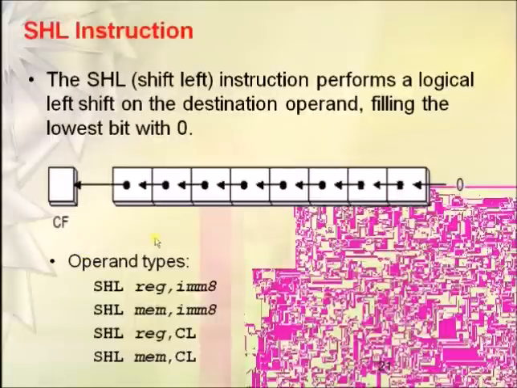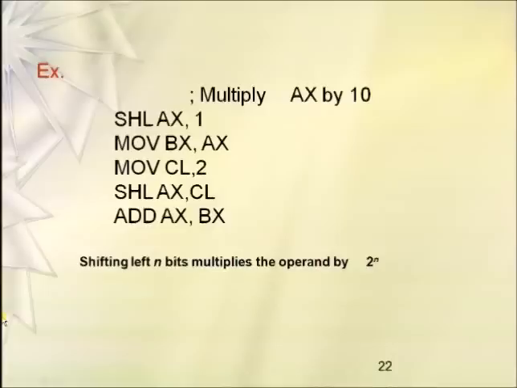Now as you can see here, the shift left instruction performs a logical left shift, and the MSB will be moved into the carry flag. What would be the allowed operands? Register and immediate, as we have seen, memory and immediate, register and CL, and memory and a count value. Let us see an example here.